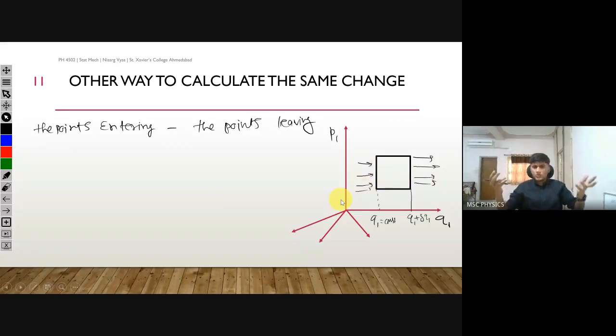Now you must be having a question: sir, some particle came in from here and went out from behind, so yes, that is possible. So what we will do is we will add all the coming particles and we will add all the going particles, and then we will subtract. But initially we want to do it to simplify our mathematics. For the simplest case in one dimension, coming at q1 equal to constant, leaving at q1 plus delta q1. So at this constant plane, this is the simplest mathematics we want to do, and this is the other way to calculate the same change.